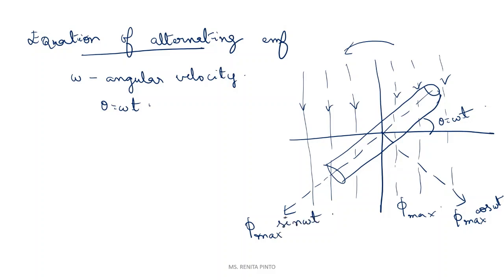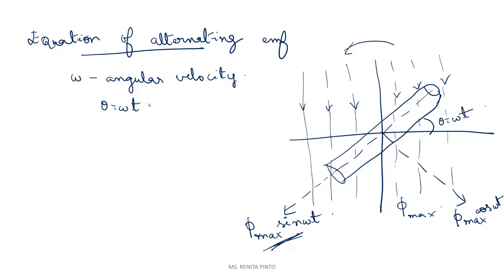Now what happens is, the phi max sin omega t component is actually parallel to the plane of the coil. What happens when the component is parallel to the plane of the coil? There will be no EMF induced because both are parallel. Phi max sin omega t is parallel to the plane of the coil, whereas phi max cos omega t is perpendicular to the plane of the coil. Now the perpendicular component is the only one which will induce EMF in the coil. The one which is parallel will not induce any EMF in the coil, so we can just neglect it.